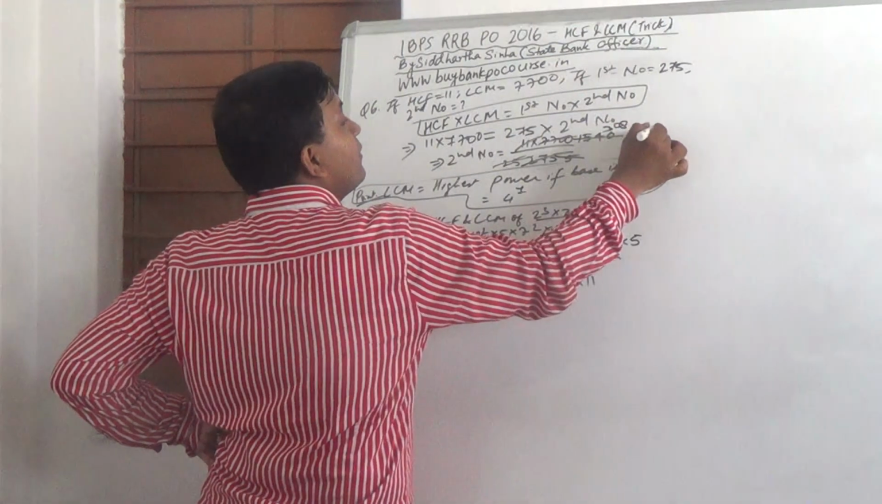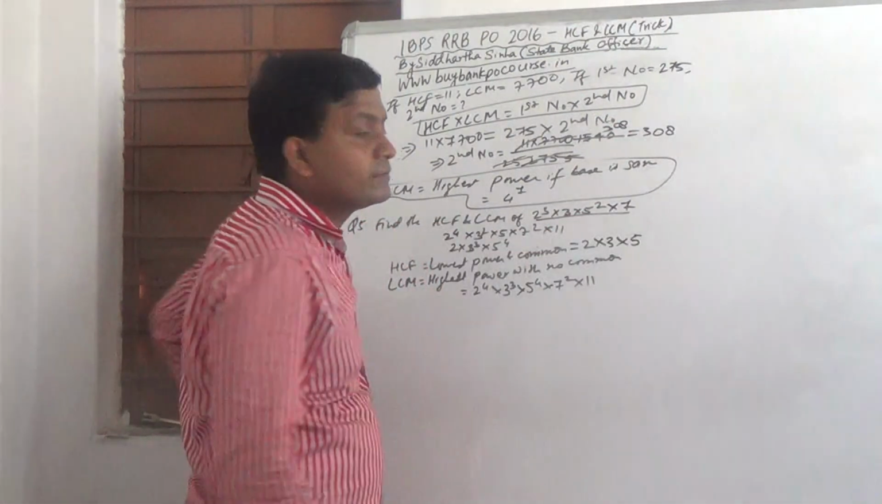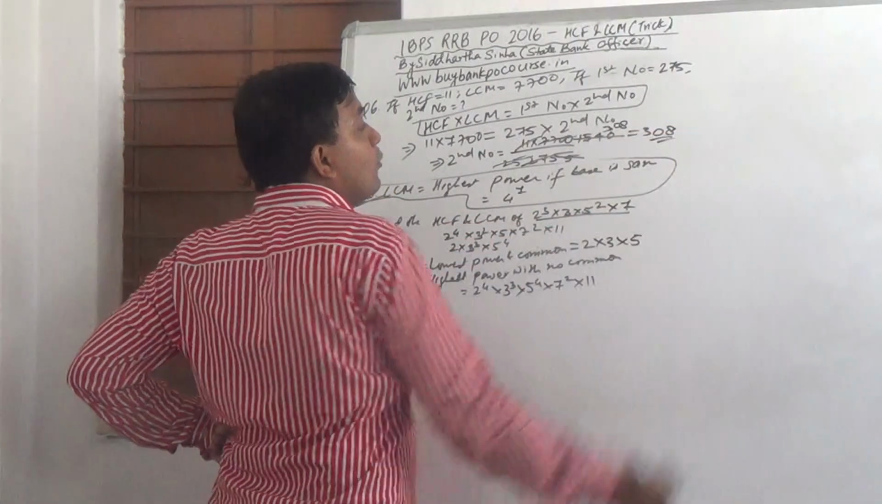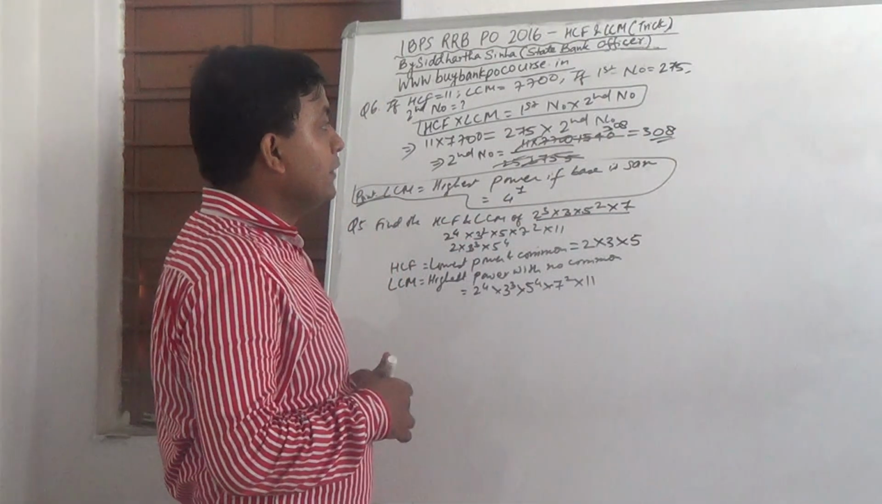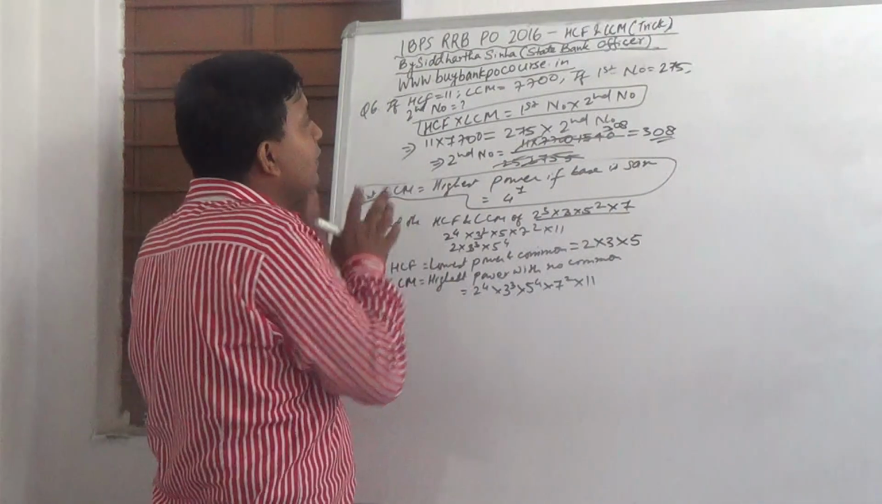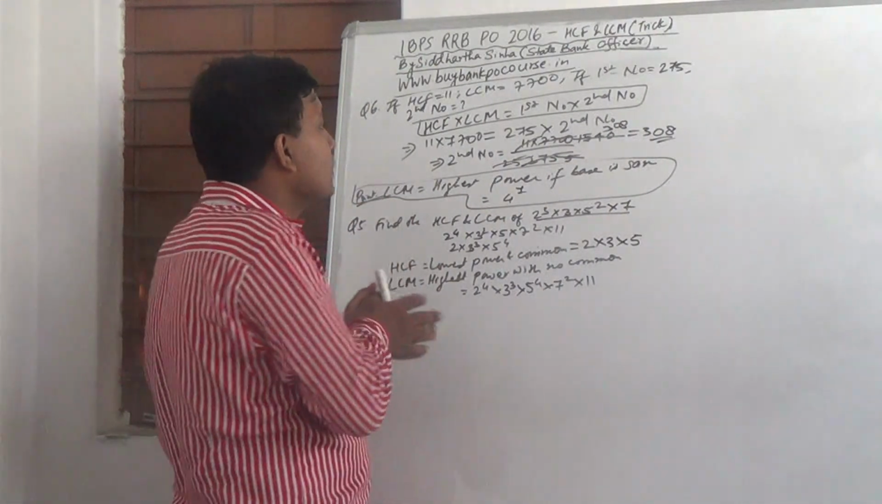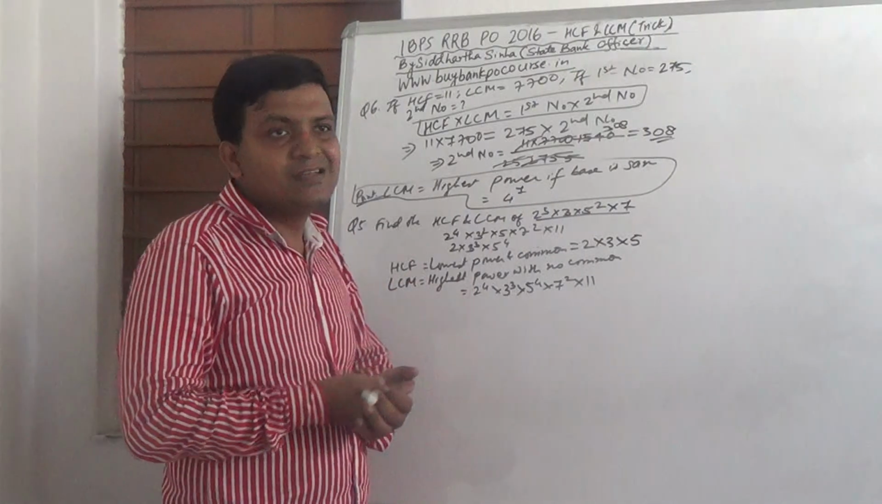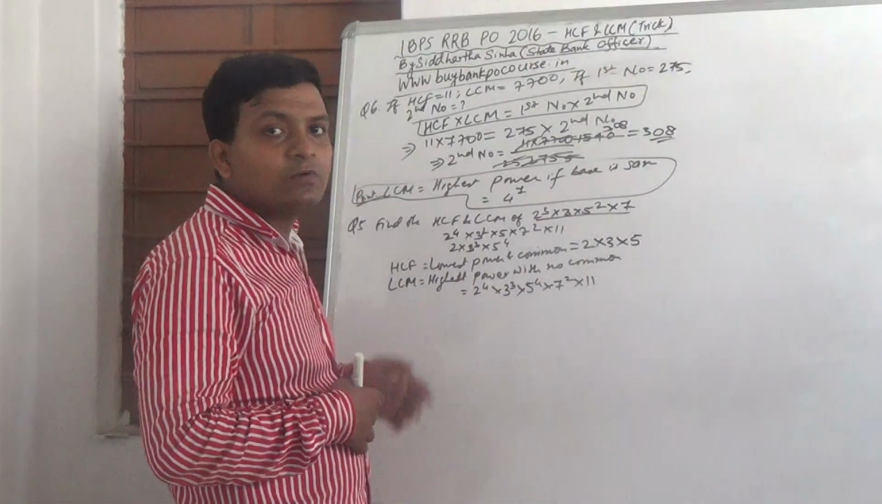Number is 308. This is the second number. I hope you got the point. So it's nothing called difficult. It's very easy. If HCF and LCM are given to you, and the first number is given, and it is asking for the second number, this is the way to find the answer.